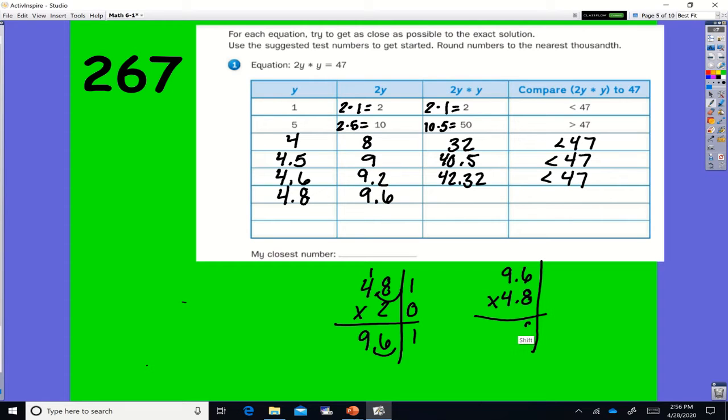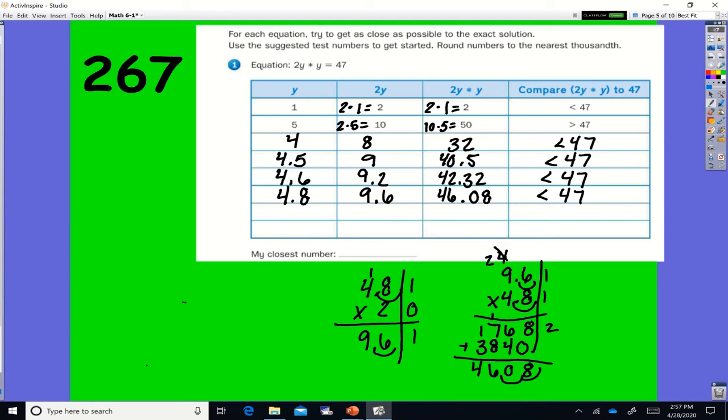6 times 8 is 48. 9 times 8 is 72, plus 4 more is 76. Add a 0 for place value. 6 times 4 is 24. 9 times 4 is 36, plus 2 more is 38. I add that up. So I get 46, move 1, 2 total. 46 and 8/100ths. Now that's still less than 47, but we're getting awfully close here.